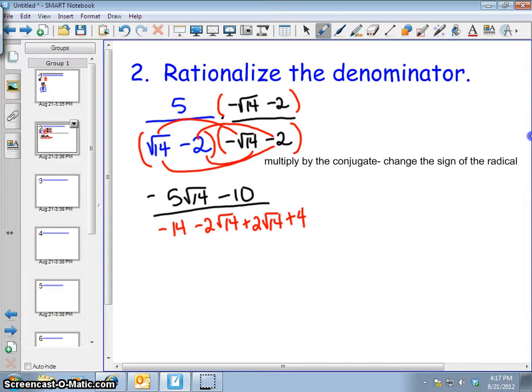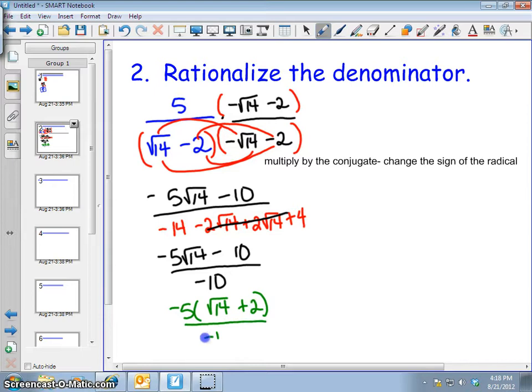The numerator, I'm going to leave alone for right now, negative 5 radical 14 minus 10. The denominator, we have a 0 for the middle terms, and then negative 14 and 4 is negative 10. Now we just have to do some simplifying. So I'm going to factor out this negative 5. That leaves a positive radical 14 and a positive 2. And then in the denominator we have a negative 10. And finally, this negative 5 is going to simplify with the negative 10. We have a 2 left over in the denominator. So we end up with radical 14 plus 2 all over 2.